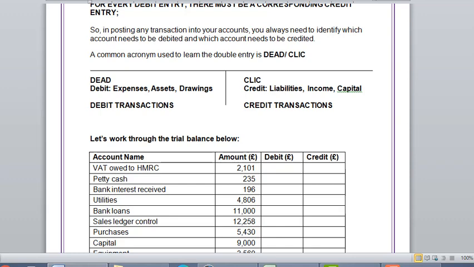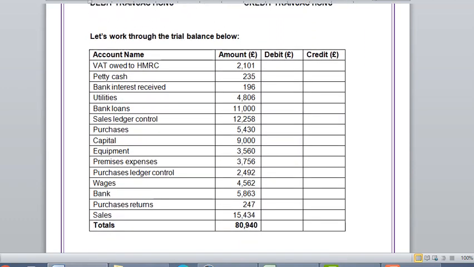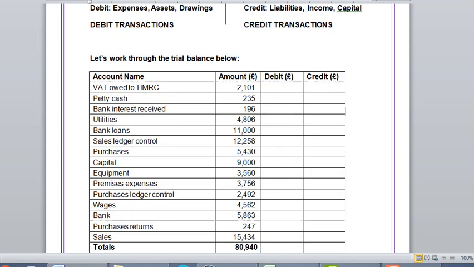Assets are debit balances, liabilities are credit balances, expenses are debit balances, income are credit balances, drawings are debit balances, capital is always a credit balance by default. So with that in mind, we are going to go through this trial balance as much as we can.